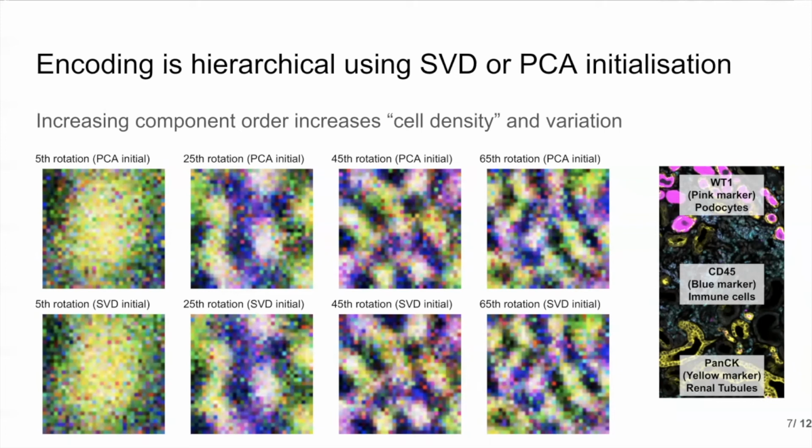Now, when you move to the 25th rotation, you notice that the number of cells increases, and so does the variability of that matrix, which is actually a vector in the component space. So that looks like about 5 cells. And when you move to the 45th rotation, it's about 10 cells. And moving to the 65th rotation, it's about 15 cells. So the variation definitely increases as you increase the number of rotations. And this is consistent as you increase the rank and visualize each component in that ranking order.